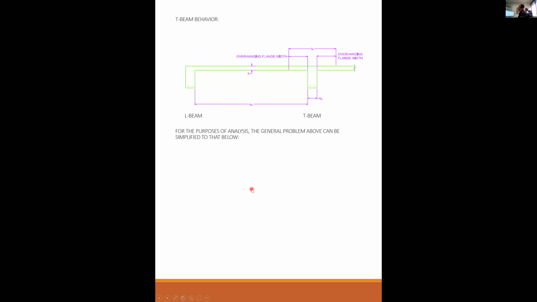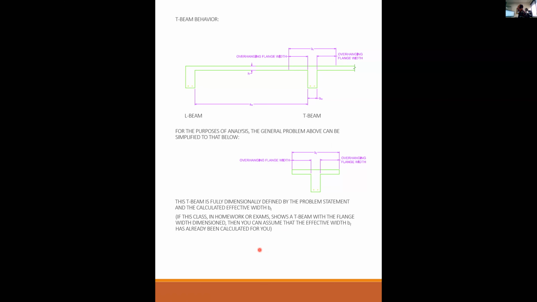For the purposes of analysis, the general problem above can be simplified to that below. See, so this is the monolithic concrete pour. And what we're going to do is simplify this whole monolithic pour to just a simple T-beam. Like I said before, everything outside of the effective flange width doesn't exist. All this concrete vaporized, all this concrete gone. This is the only concrete that we're concerned about. This T-beam is fully dimensionally defined by the problem statement and the calculated effective width B sub F.